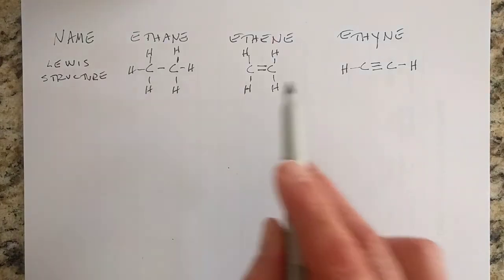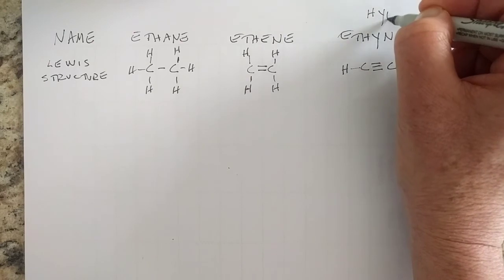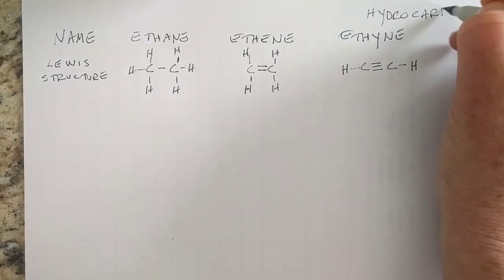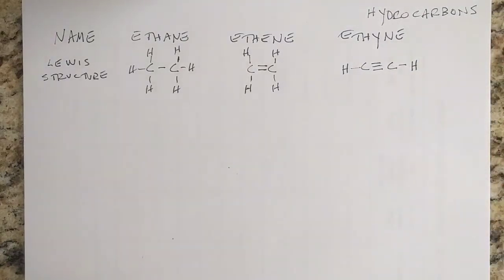So these 3 molecules are hydrocarbons. And we talked about them briefly when we did balancing equations. Hydrocarbons are compounds containing hydrogen and carbon, and there's lots and lots of hydrocarbons. They're important as fuels. Bunsen burner gas, methane gas, is also a hydrocarbon.